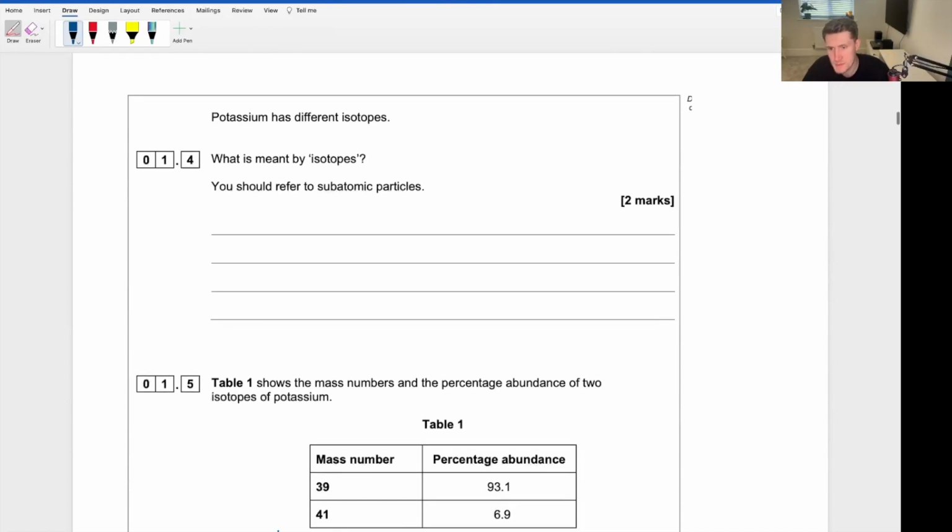The next one says potassium has different isotopes. What is an isotope, or what's meant by an isotope? You should refer to subatomic particles in your answer. Right, so it's telling us that we need to talk about the particles in an atom in our answer. So that's what we're going to do. An isotope is where you have the same number of positive protons, but a different number of neutrons in the nucleus.